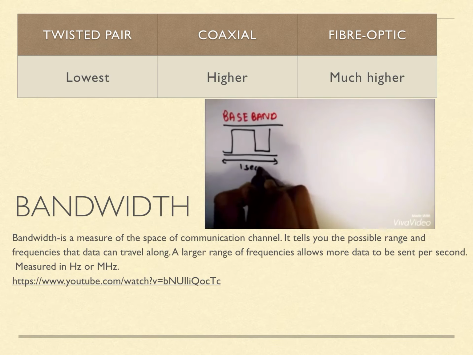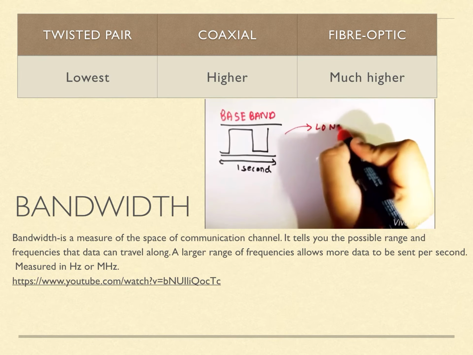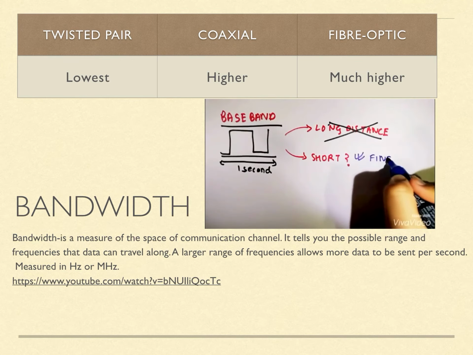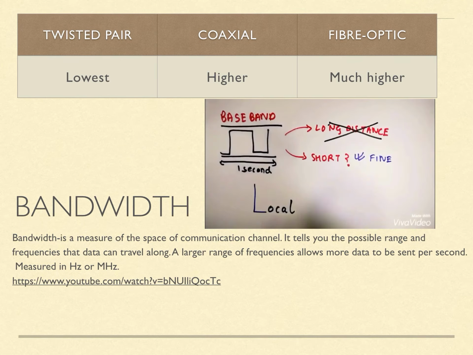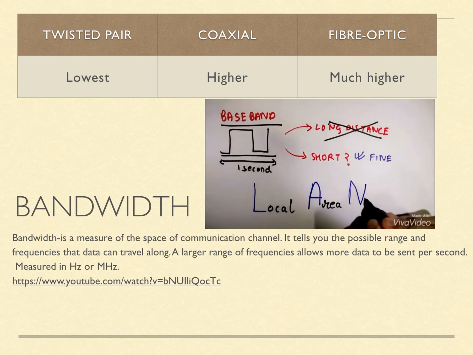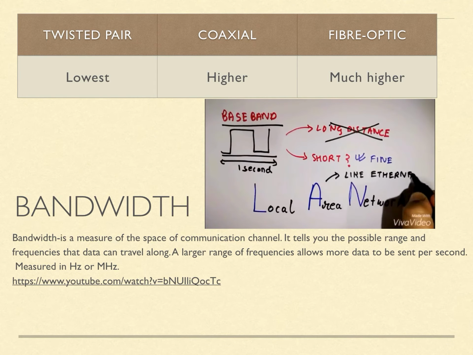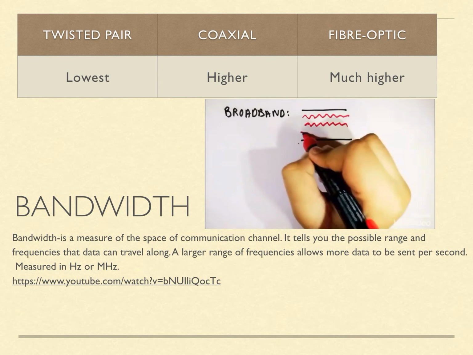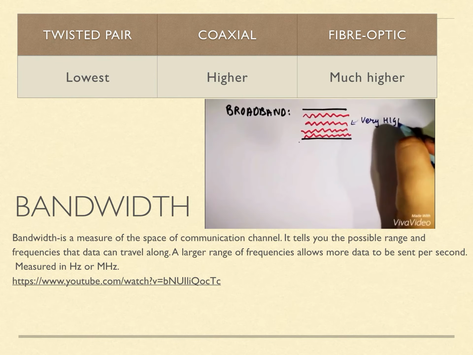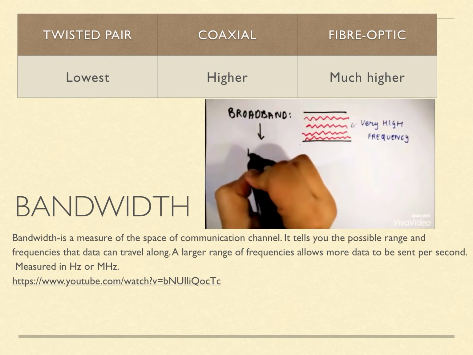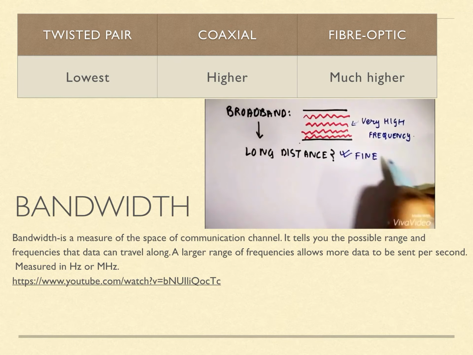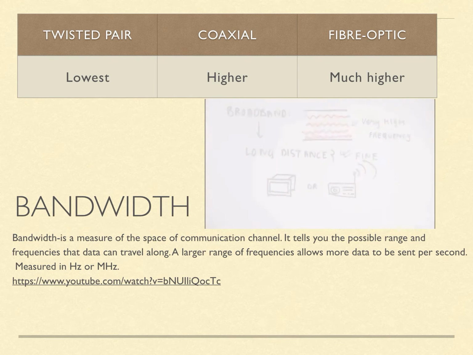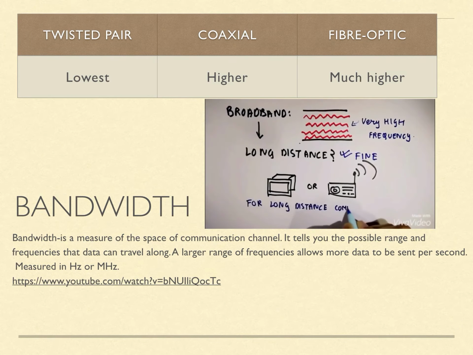Baseband uses very low frequency waves which can deteriorate over long distances. Hence, they are used for short distance communications like communications over a local area network or LAN like Ethernet. Broadband, on the other hand, uses very high frequency waves to transmit the information signal. Such waves can travel over long distances very easily. Hence, a broadband connection is used in long distance communication devices like television sets or radio sets.